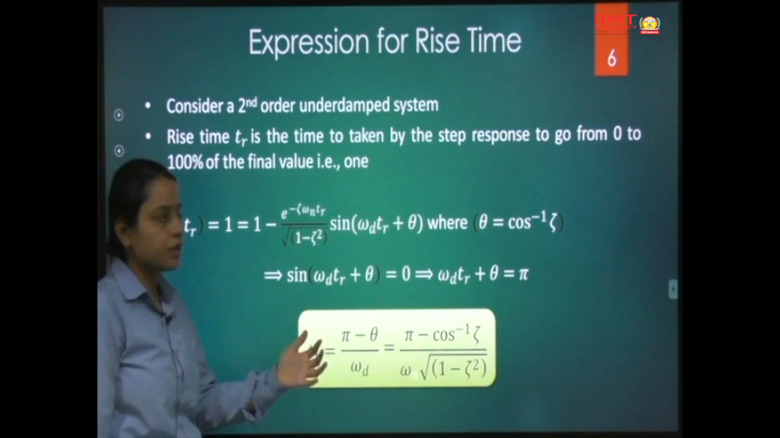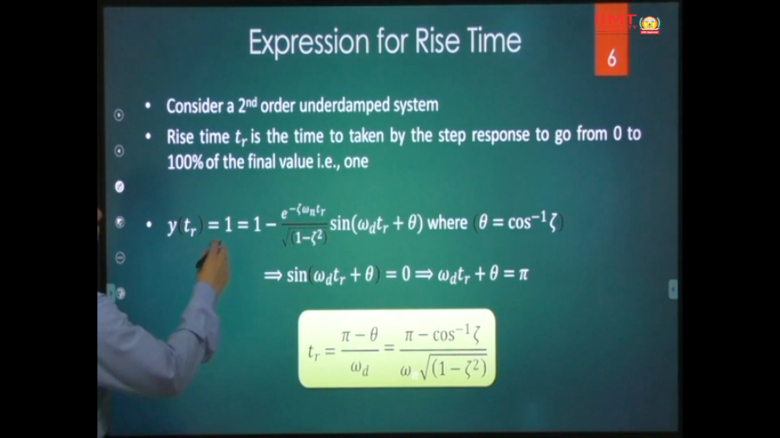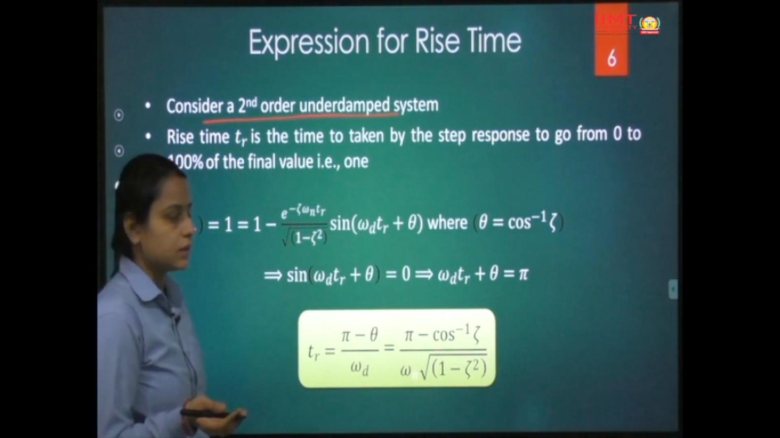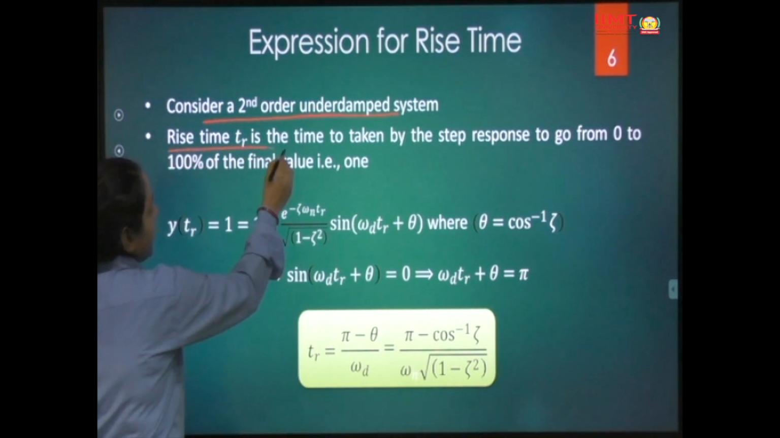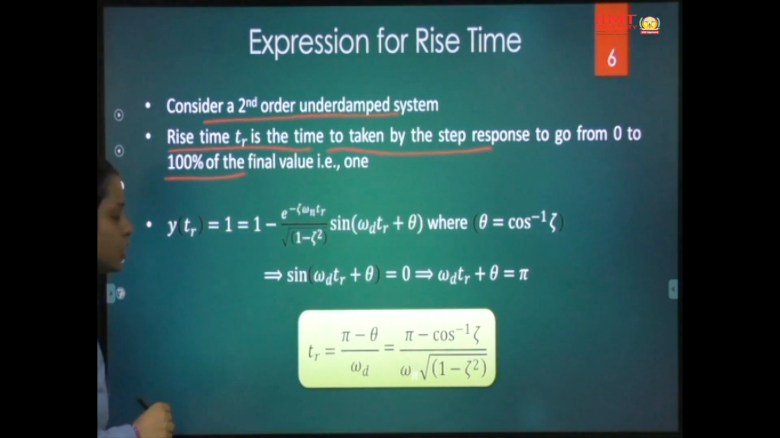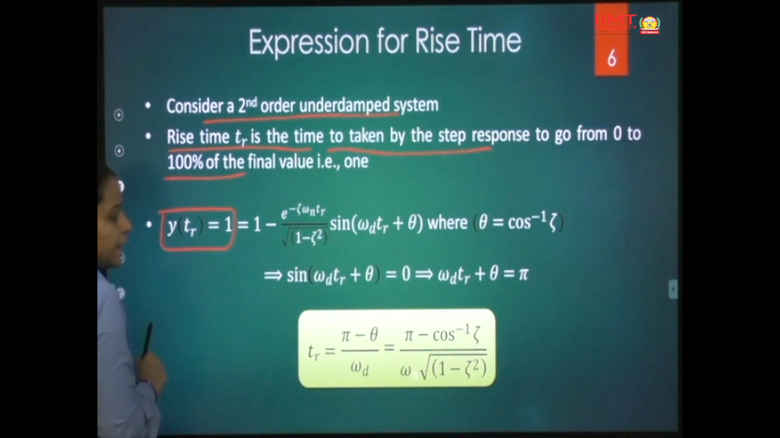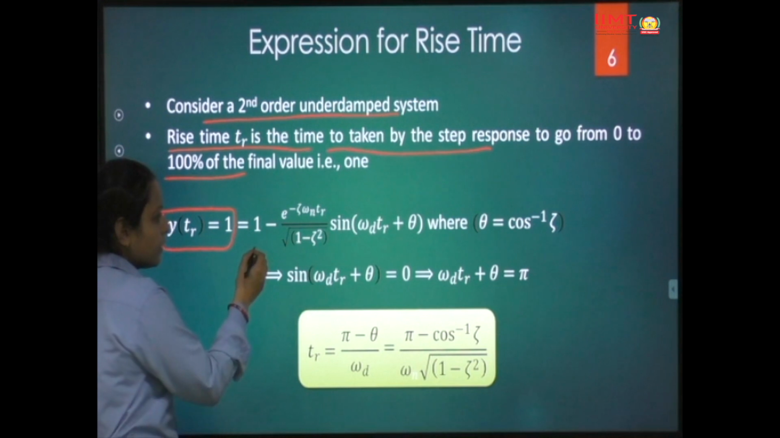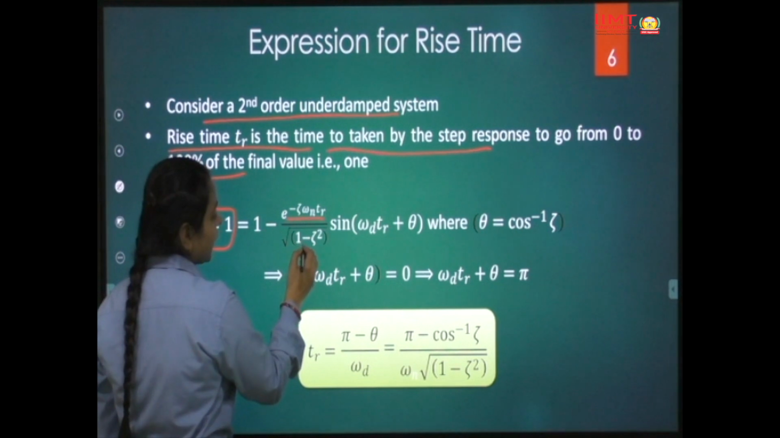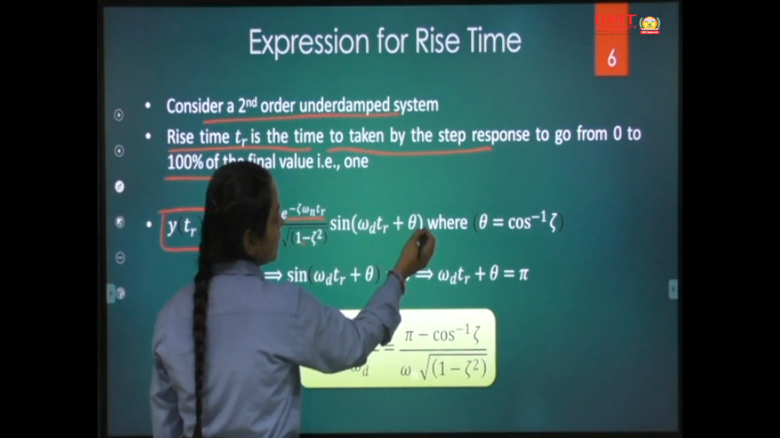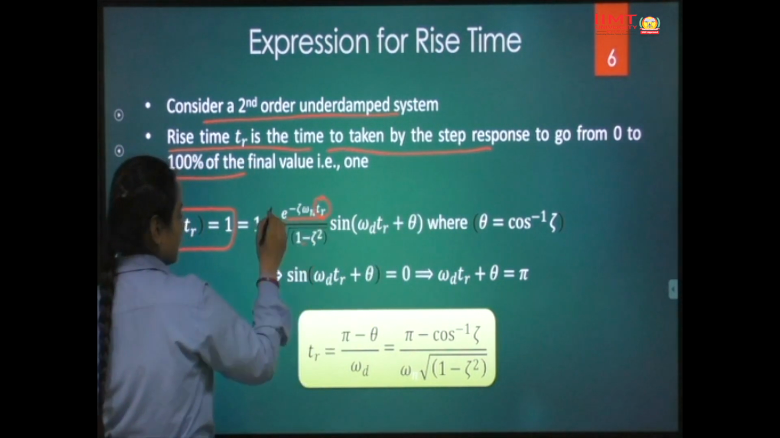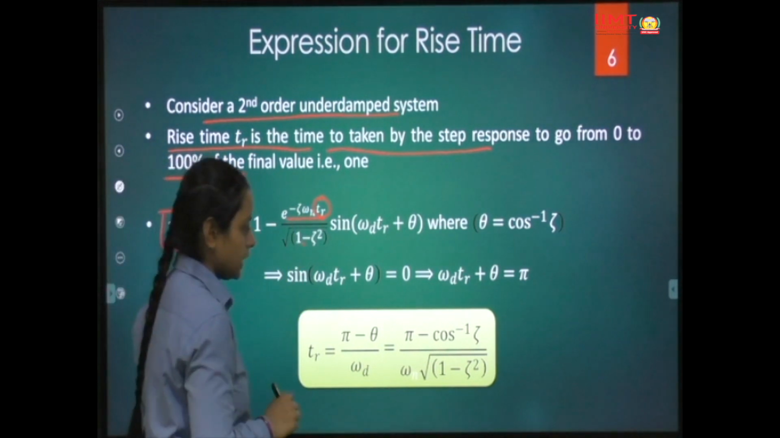Expressions for these different specifications. The first one is for the second order underdamped system. We have considered the second order underdamped system, and the same procedure can be used for other systems also. Here the rise time, by definition, is the time taken for the response to go from 0 to 100% of its final value. So y(t) would be equal to 1 at rise time. We already know y(t) is 1 minus e to the power minus zeta omega n t by under root 1 minus zeta square, sin of omega d t plus theta, where theta is cos inverse zeta. Here we are calculating the rise time, so this would be equal to 1 at tr, the rise time.